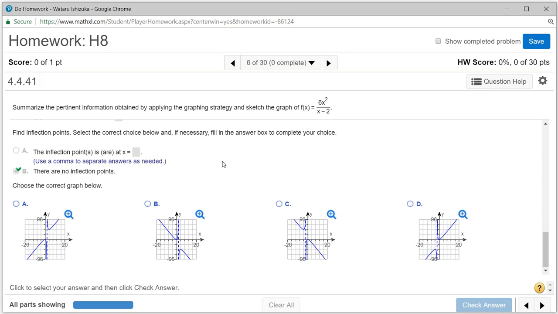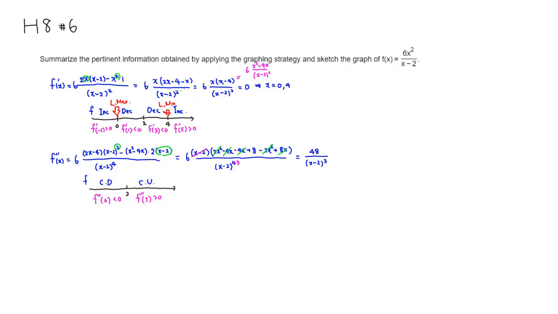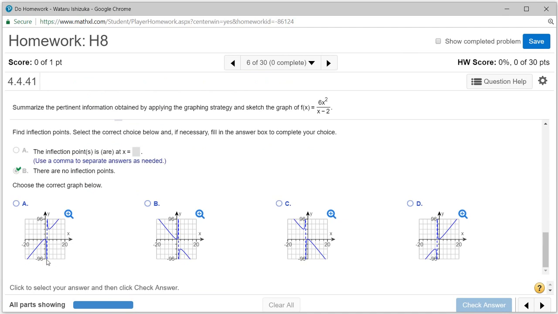All right, so let's find the correct picture. Let's review the increasing, decreasing behavior. So it's increasing, decreasing, decreasing, increasing. All right, so let's look at that. Initially increasing, decreasing, increasing. So A looks good. B is not looking good, and C doesn't look good. So D looks good. It's between A and D.